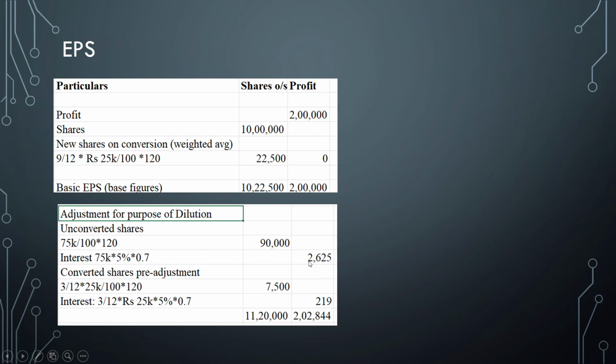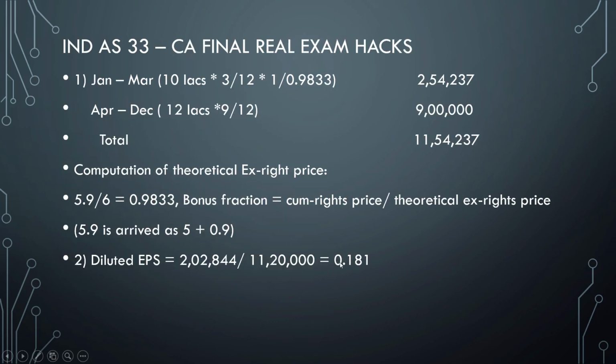Be very careful. So that will give you 2,625, and for the converted shares, pre-adjustment, 3 by 12 into 25,000 by 100 into 120 will give you 7,500, and the interest for this aspect, the converted shares pre-adjustment, will give you rupees 219. So if you do that, this is 11,20,000, this is 2,02,844, which we got here. So the diluted EPS in your second question is 0.181. Hope all of you are following and are with me.